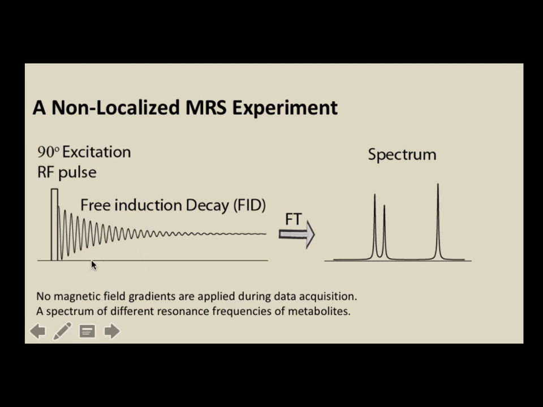You notice that no magnetic field gradients are applied during data acquisition. This is different from imaging. In imaging, we use magnetic field gradients to do spatial localization. Here, there are no field gradients. As a result, the spectrum, which is obtained after Fourier transform of the FID, is a spectrum of different resonance frequencies of metabolites. The reason different metabolites have different resonance frequencies is because of chemical shift.